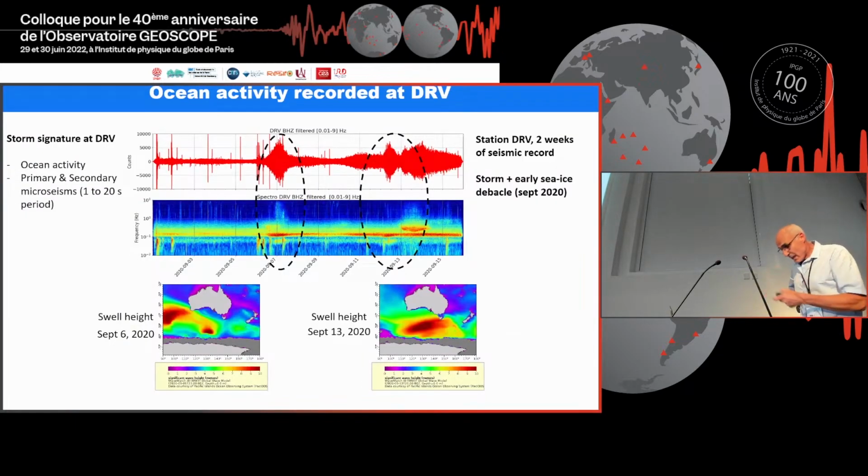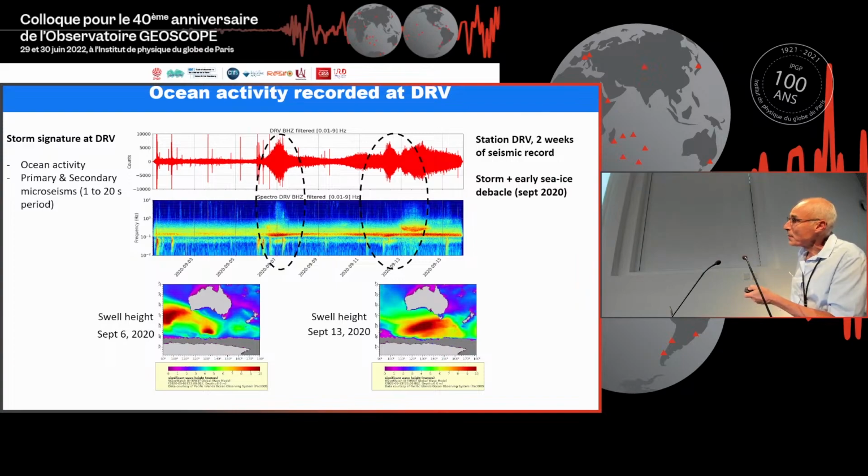So Durand is particularly well located between the cryosphere, between the water and the continent. And here is an example of the ocean activity recorded at Durand. It's an example of a very strong sea ice breakup that occurred in September 2020 at Durand, and it was in fact induced by... here you have one or 2 weeks of record at Durand.